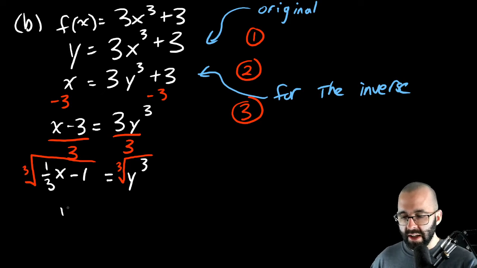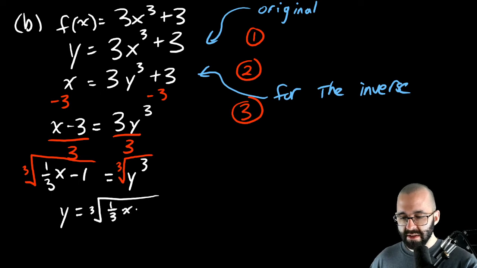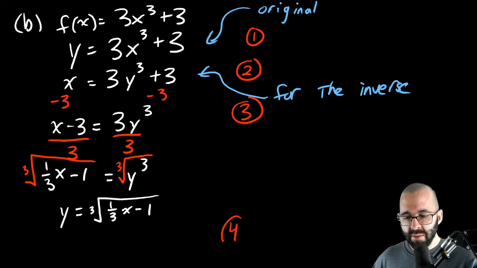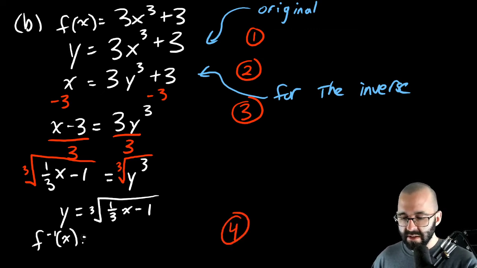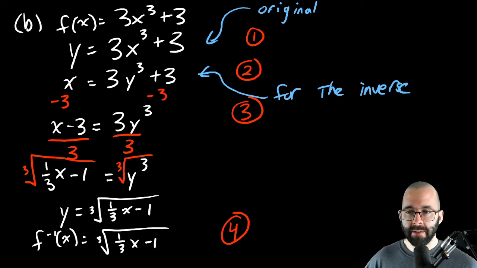When we do that, we're going to get that y is equal to the cubed root of 1/3 x minus 1. And then the last step is just to write that as f inverse. So f inverse of x is the cubed root of 1/3 x minus 1.